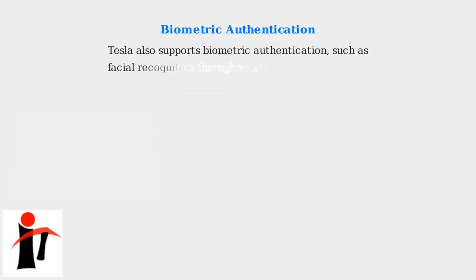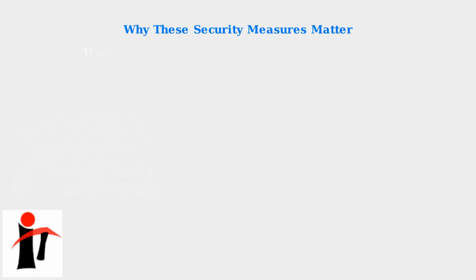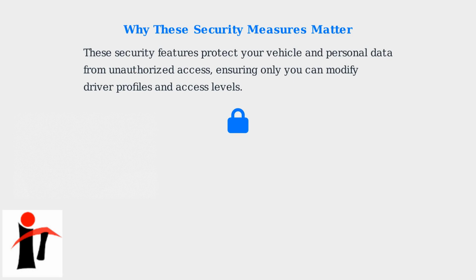In addition to PINs, Tesla offers biometric authentication. This includes facial recognition, where your smartphone camera scans your face to verify identity before allowing profile changes. This modern approach reduces reliance on passwords and enhances security. These security measures are crucial because they protect your Tesla vehicle and personal data. By requiring PIN or biometric verification, Tesla ensures that only authorized users can make changes to driver profiles and access levels, maintaining the integrity of your driving experience.